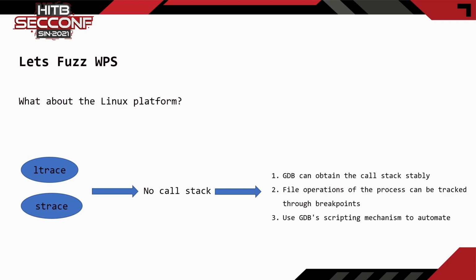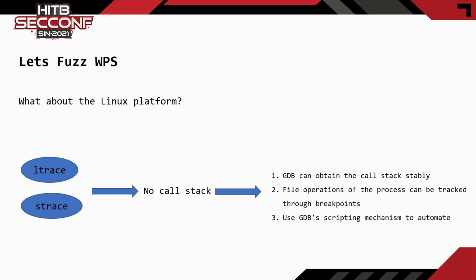On the Windows platform, we can quickly locate the file parsing module with the help of Process Monitor. However, there is no such easy-to-use monitoring tool for the Linux platform. Similar tools under the Linux platform are strace and ltrace. These tools are used to monitor system calls or library function calls, but they cannot obtain the call stack of the target function, so they are not very useful for us. After some research, the best tool to get the call stack under the Linux platform is GDB, so I decided to implement a simple version of Process Monitor based on a GDB plugin.